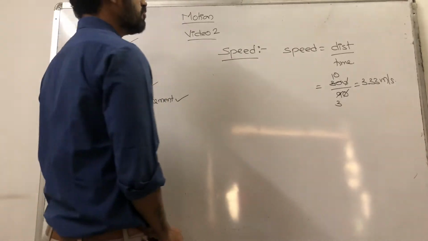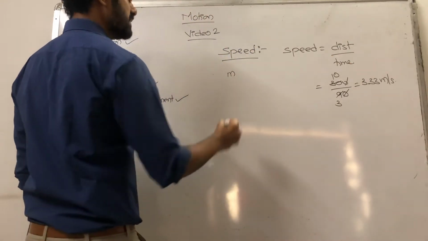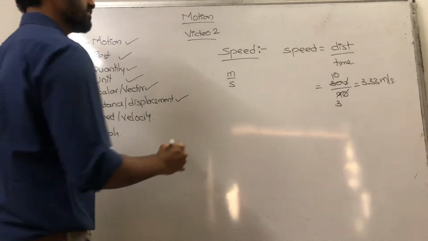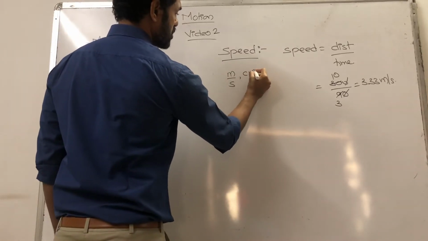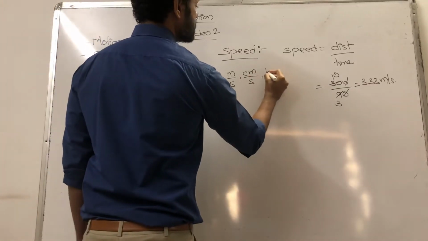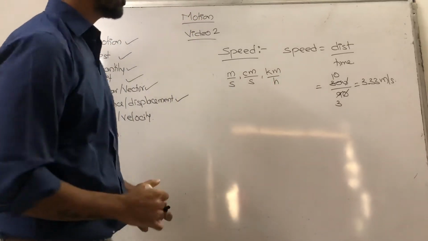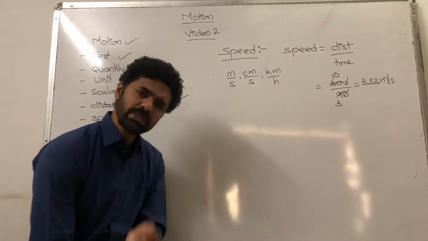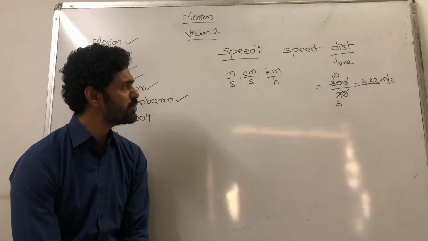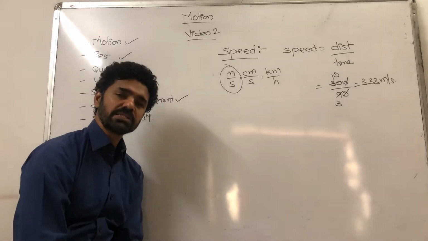Now, what can be the unit of speed? If distance is measured in meters and time is in seconds, speed can have the units meter per second. If distance is measured in centimeters and time in seconds, it could be centimeter per second. If distance is measured in kilometers and time in hours, it could have the units kilometer per hour. By changing different units of distance and different units of time, we can have several other units. The SI unit of speed is meter per second.